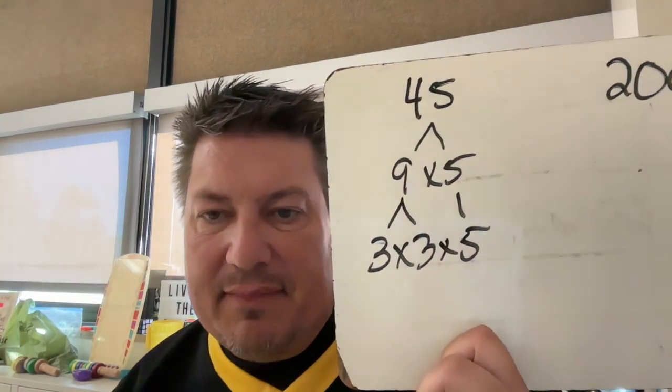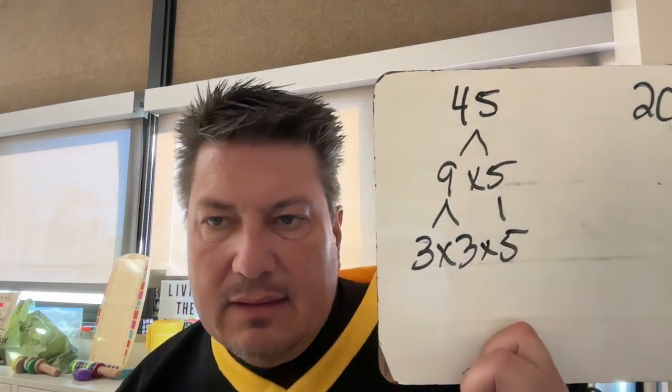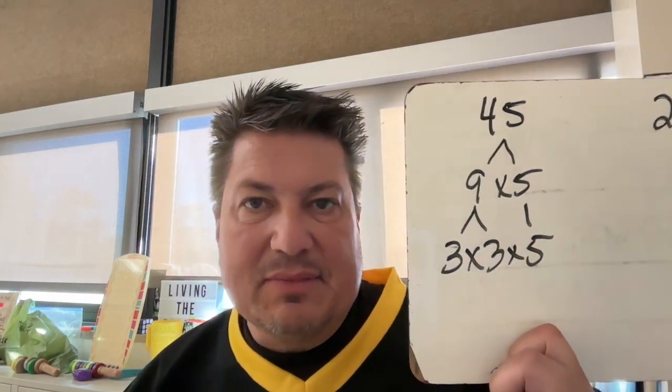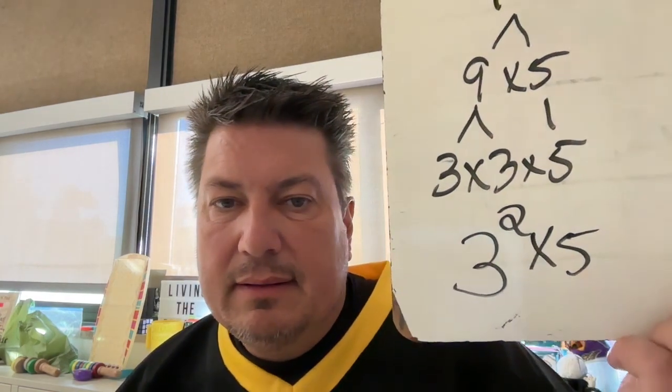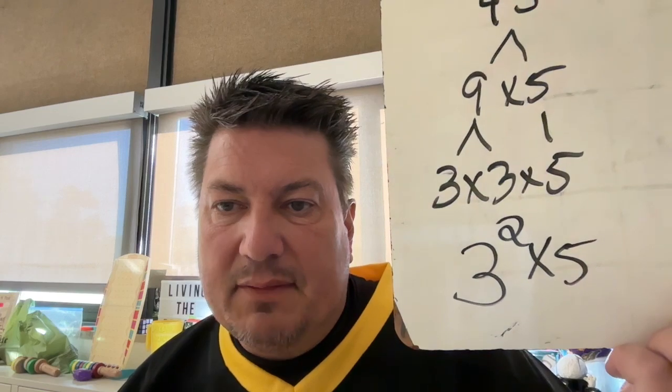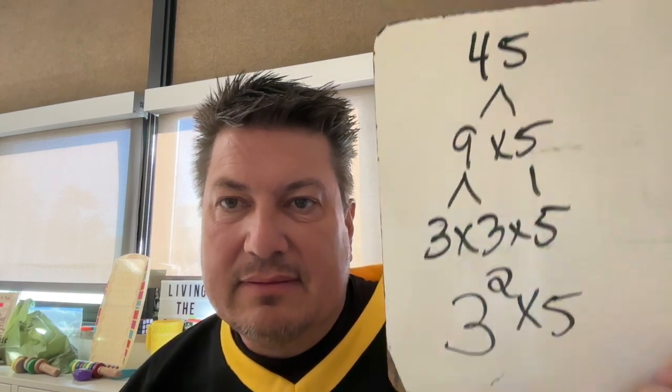So when we do what's called prime factorization, our prime factorization looks like 3 times 3 times 5. How many 3's do you see? You see 2 of them. So 2 is our exponent. And it's going to look like that once you've broken that down further into exponential notation.